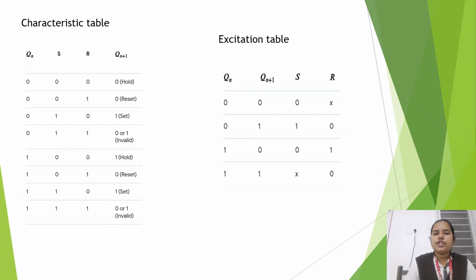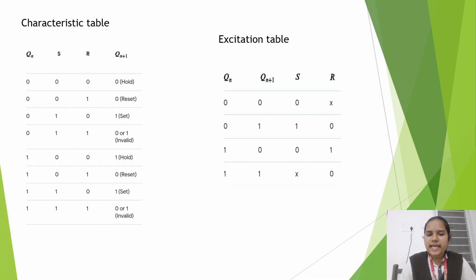And we see the excitation table. Here Qn is the present state, Qn plus 1 is next state, and inputs are S and R. Here we take present state 0 and next state 0. The inputs are 0 and invalid. Present state equals 0, next state equals 1. The inputs are 1, 0. Present state equals 1, next state equals 0. The inputs S, R become 0, 1. Qn equals 1, Qn plus 1 equals 1. Here the inputs are S equals invalid and R becomes 0. And this is about the RS flip-flop or SR flip-flop.